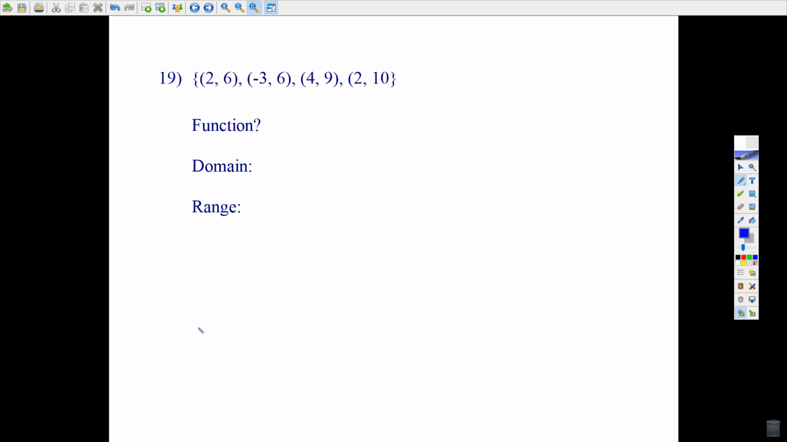Apparently we do, because the number 2, if we were looking at a mapping diagram, would map to 6, and it would also map to 10. Well, this cannot be a function. And the way the directions read, it says for each function, state the domain and range. Well, this is not a function, so therefore I don't need to state the domain and range. The answer would just be no. All right. Yeah, you're looking at the x coordinates. That's another way of saying the domain, and you're looking for repeats.